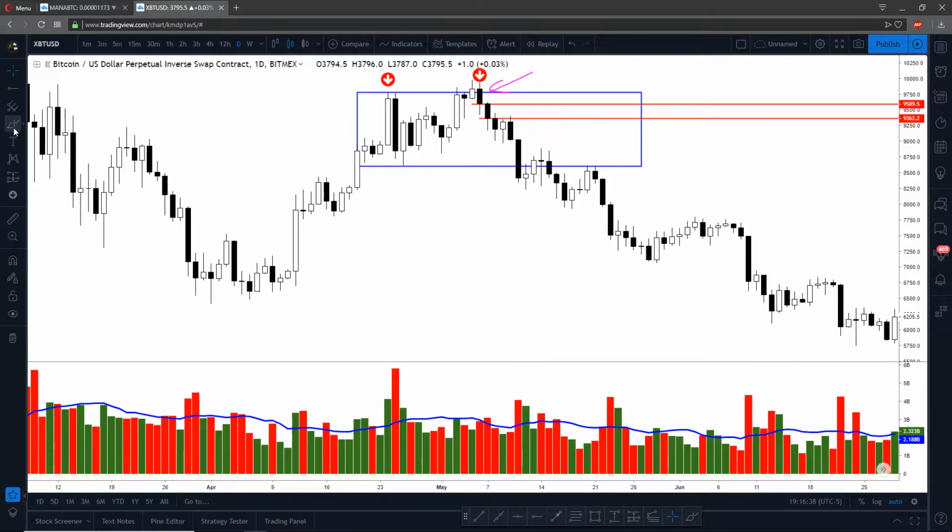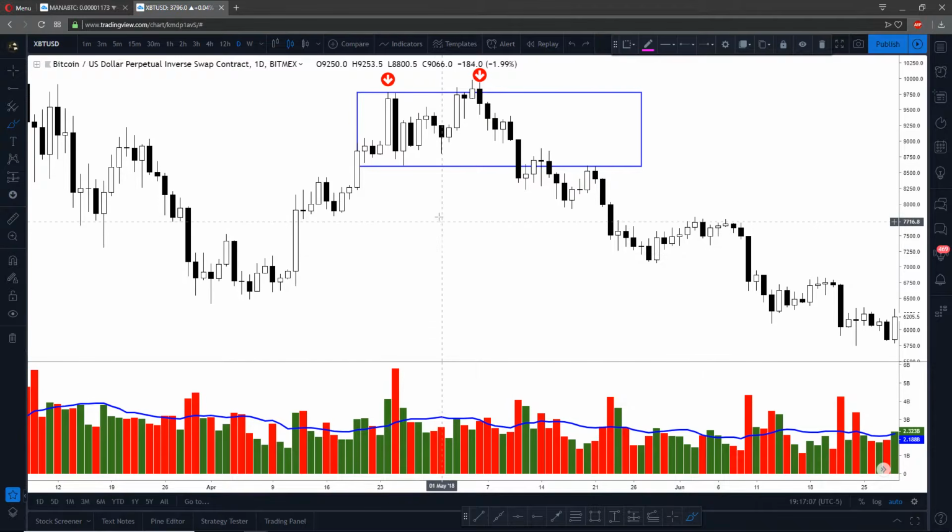Because this has failed, this fractal has failed the high. Yes, it wicked above the high a little bit, but that's still a failure. That is not finding support on that high. For it to pass the breakout, it has to find support, or it has to be an impulse move. This is not an impulse move, and it's not finding support. So it is therefore failing the high. So you can either enter on the 3-candle fractal or the 5-candle fractal.